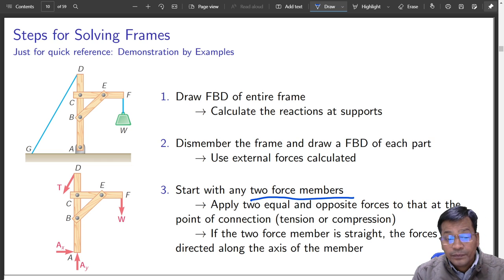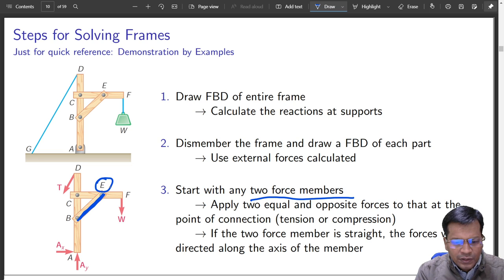Which one? All members have multiple forces. The only member that I see is this one. Is it not? This has got only two forces acting on it. First is due to the joint at A, another one due to the joint at B. So it is a two force member.